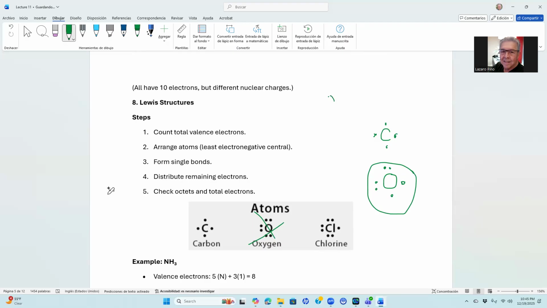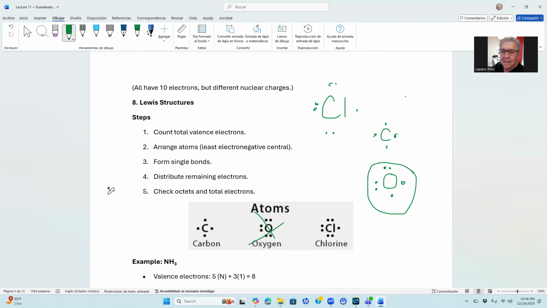For chlorine, chlorine has 7 electrons, so you begin 1, 2, 3, 4, 5, 6, 7. As you can see, this atom has 7 valence electrons. They are the most important in chemical reactions.